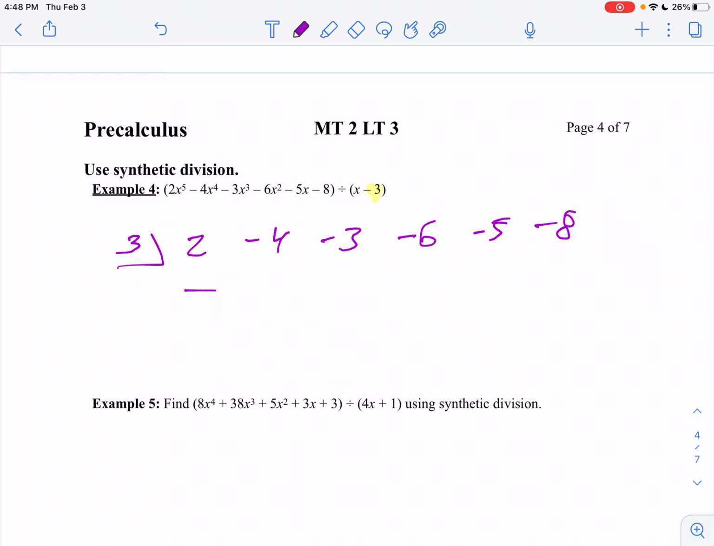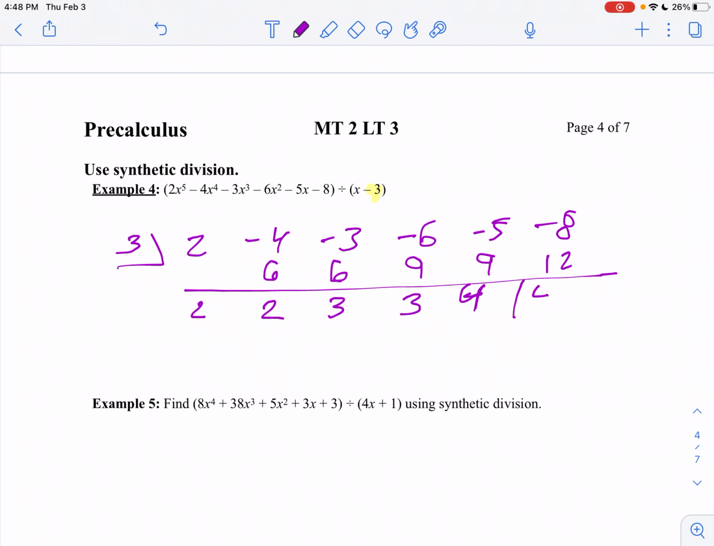I'm going to highlight that to show it to you. So I put a 3 right here. So then I draw my line. I bring down the 2. 2 times 3 is 6. Negative 4 plus 6 is 2. 2 times 3 is 6 again. So I get 3. 3 times 3 is 9. Negative 6 plus 9 is 3. 3 times 3 is 9 again. So I get 4. And then 4 times 3 is 12. So my remainder is 4.